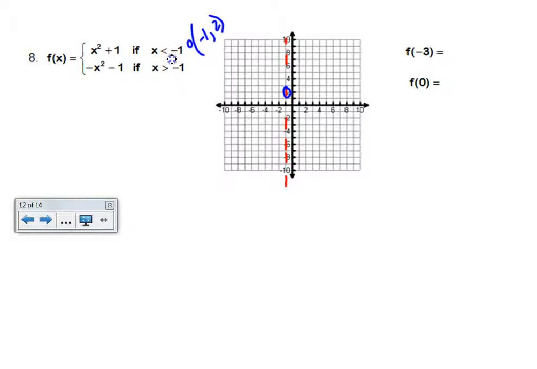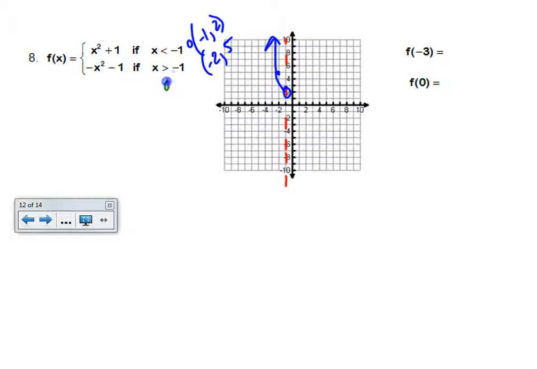Now I need to pick another point that's smaller than -1, so I'm going to pick -2. -2 squared is 4, 4 plus 1 is 5. So -2 and then 5 would be up here. And then remember, whoops, kind of missed totally, but a parabola would look like that.